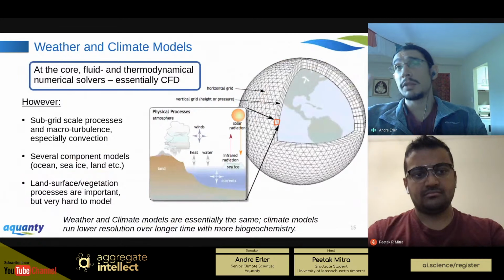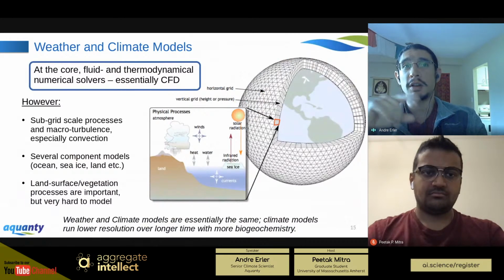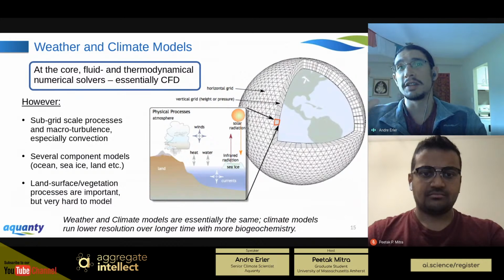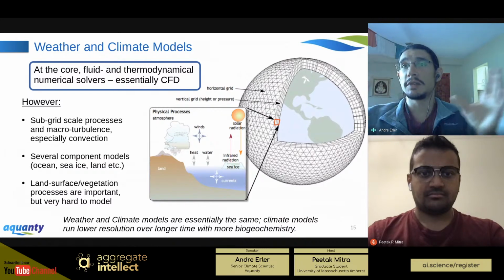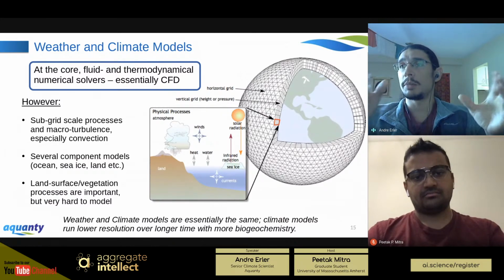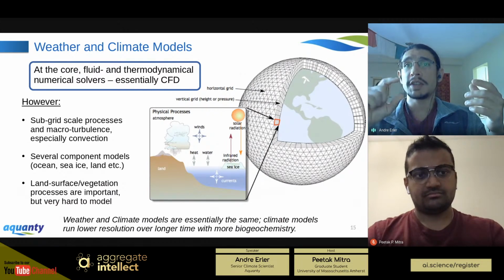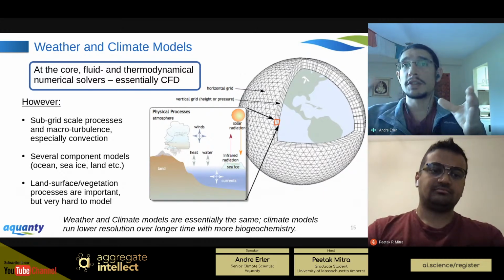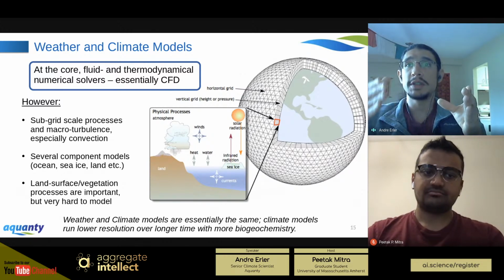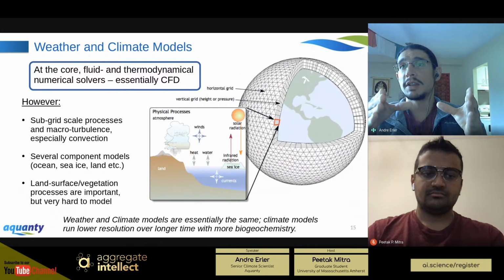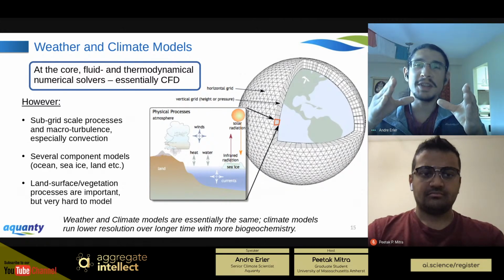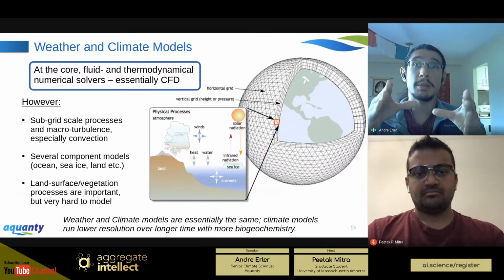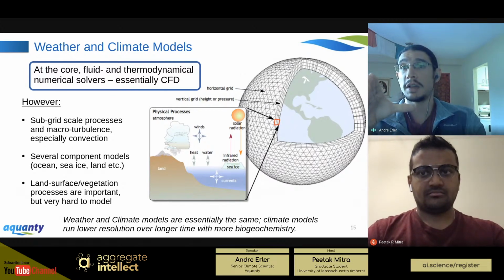So climate models and weather models are actually very similar. And Peetak already talked about this in his introductory talk for machine learning in climate science. So I'll just go over this very briefly. Essentially, they're CFD models. So they solve everything on a numerical grid. And then they have grid cells where in these grid cells, there are small-scale processes that have to be represented. And these are convection, vegetation, land surface processes, sea ice. And these processes are actually mostly represented by empirical or statistical methods, which are in principle amenable to machine learning. And there have been some really interesting efforts to do this.